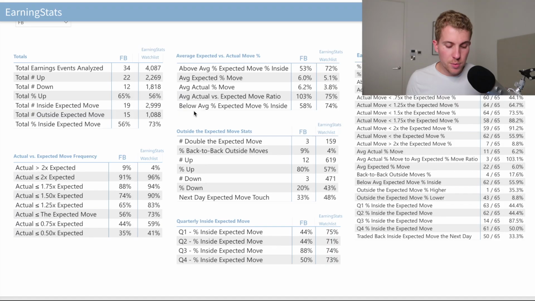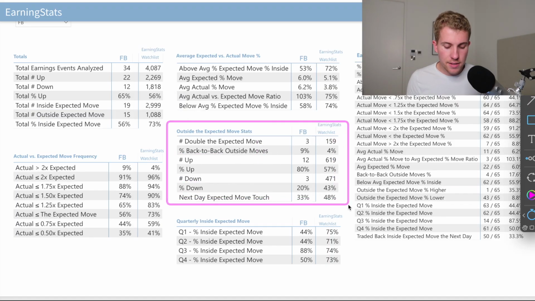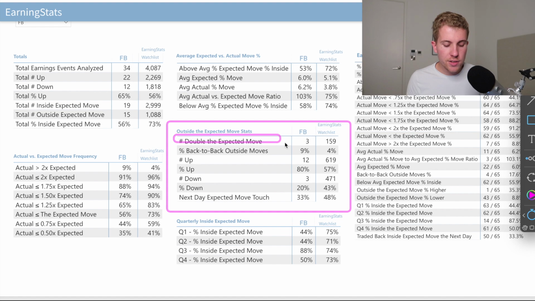expected move. So that can give you some nice information on what you can expect from, for example, Facebook during its earnings. How many times can you expect it to go, for example, up or down or outside, inside, and how much outside and how much inside. So for example, if we look exactly at this block, we can see that this block is named outside the expected move stats, meaning that the number of times where it did double the expected move is 3 times, meaning that 3 times Facebook went double the expected move.